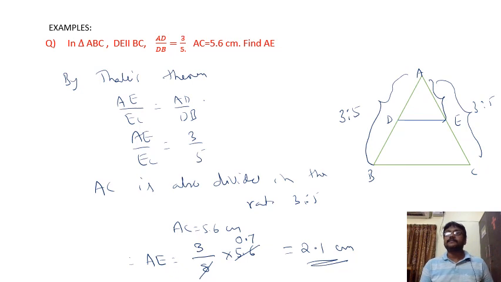So by Thales theorem, AE by EC is equal to AD by DB. Yes, AE by EC is equal to 3 by 5.